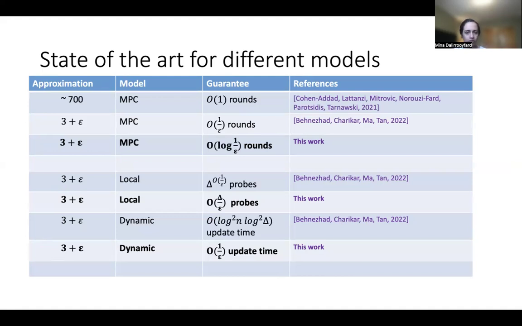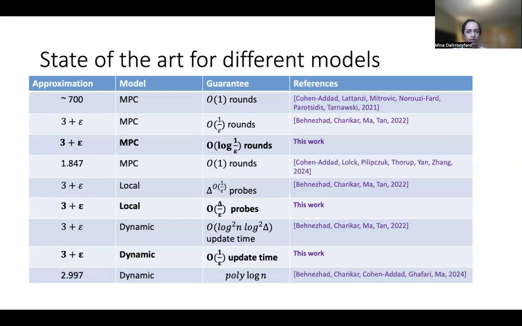Since correlation clustering is a really hot topic, there has been a lot of concurrent work. Mainly, there's this work by Kwan et al. that appeared in STOC 2024, which beats our MPC algorithm, both in approximation factor and in round complexity. They give a 1.847 approximation algorithm in constant rounds. As far as we know, their algorithm doesn't adapt to the local setting, so our local algorithm is still the best.